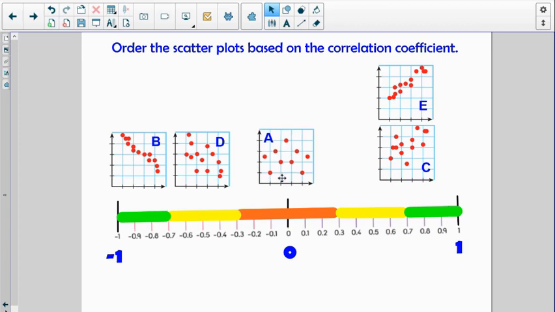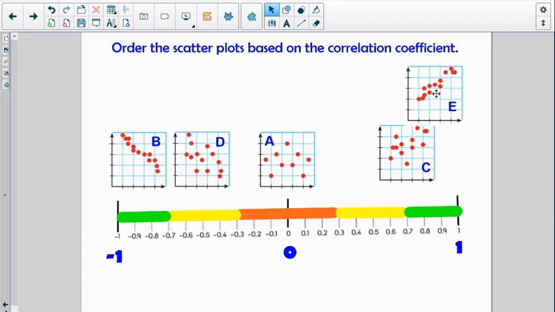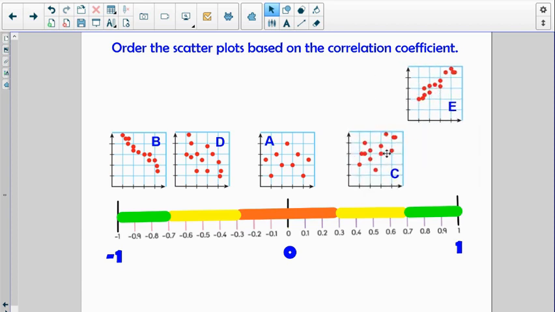We said A was basically no correlation because I couldn't tell if it was positive or negative. Now I have to rearrange these and order them. Think about which one's weak and which one's strong. Well, E, the points all fit tightly. You could almost even draw a line through them, and the points would be really close to that line. So that means it's a strong relationship.